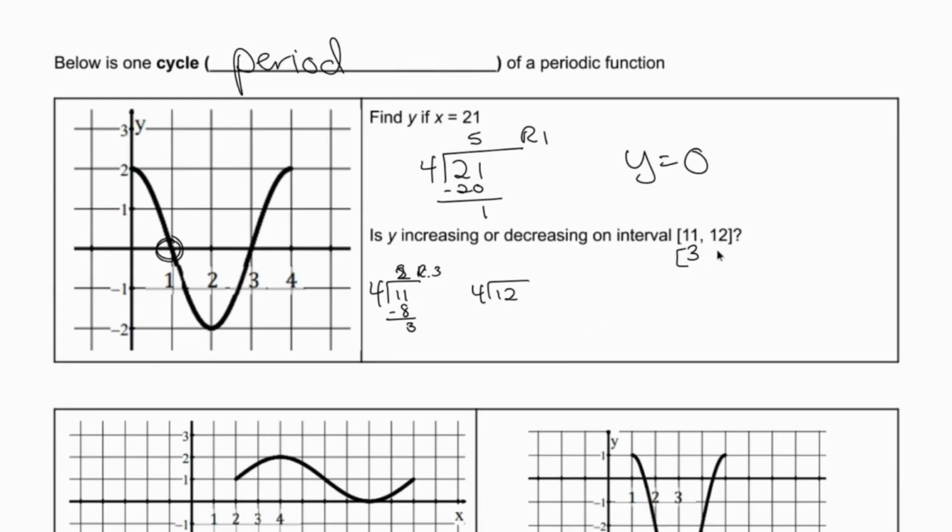So 11 acts like 3. Now that would mean that 12 acts like 4. But we get that here because you get 3, multiply that, get 0, remainder of 0. So you can do remainder of 0 or remainder of 4, however is more aesthetically pleasing to you. And on the interval 3, 4, y is increasing.